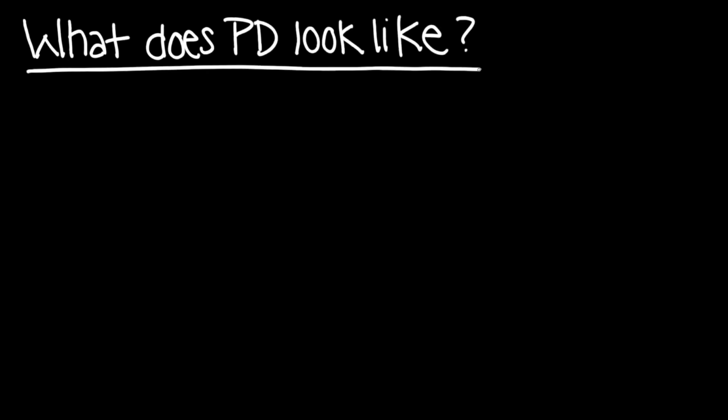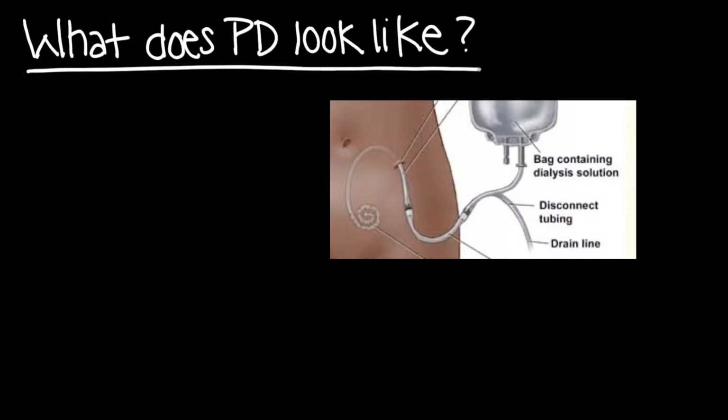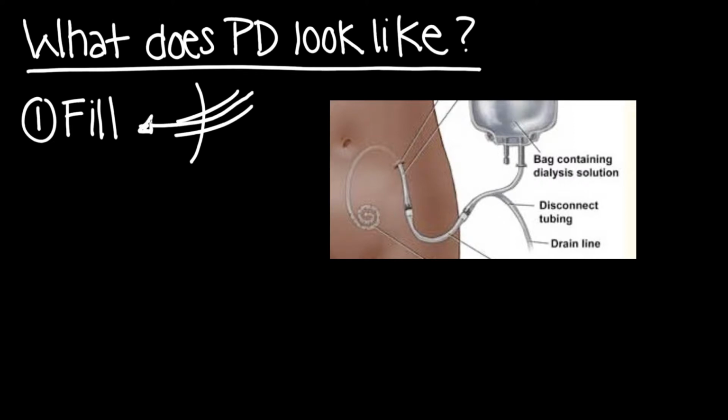Now, let's talk about the technical appearance of PD. First, a peritoneal catheter is surgically placed into the peritoneum. The first step of PD is the fill phase, where the catheter is used to infuse dialysate into the peritoneal cavity. The second step of PD is the dwell phase.